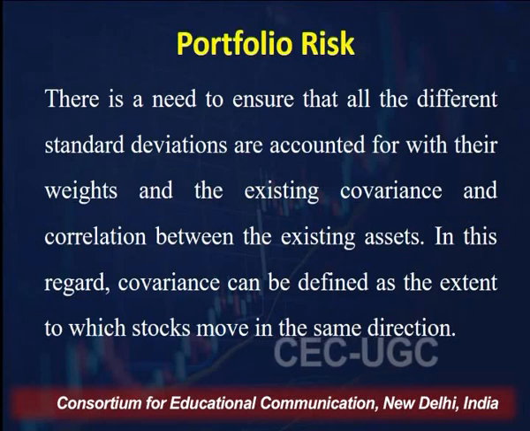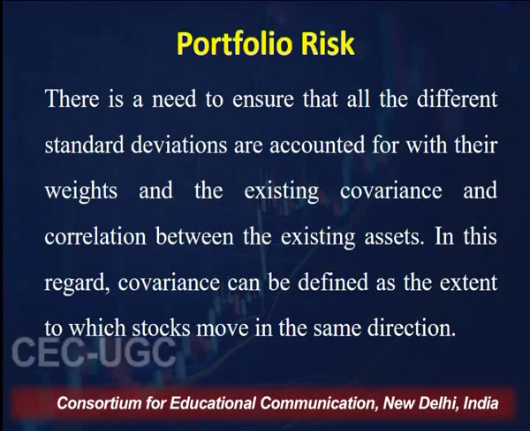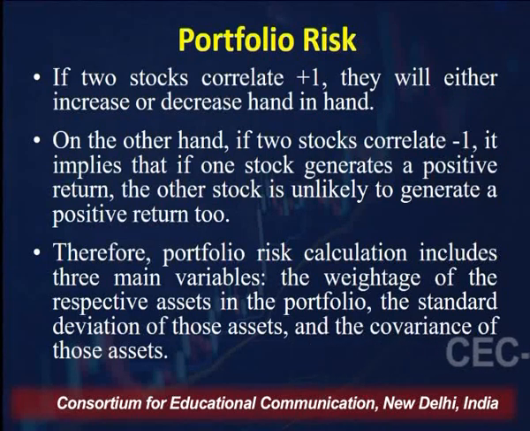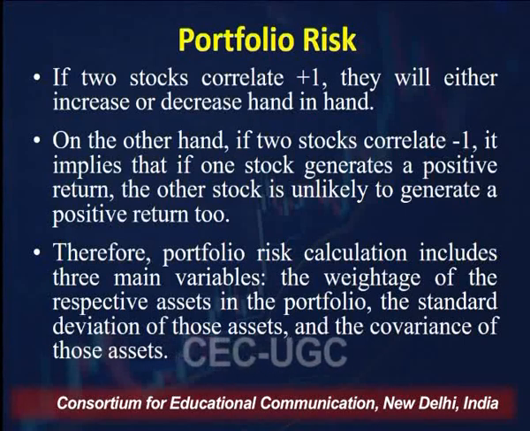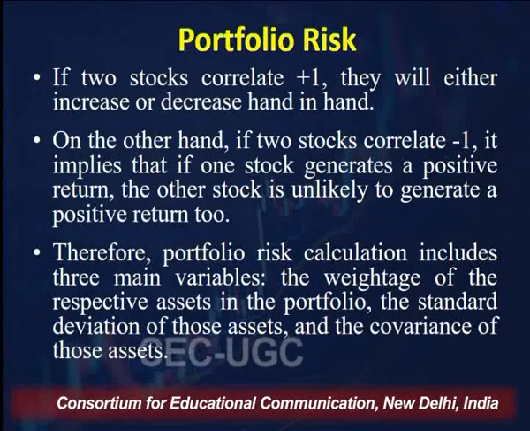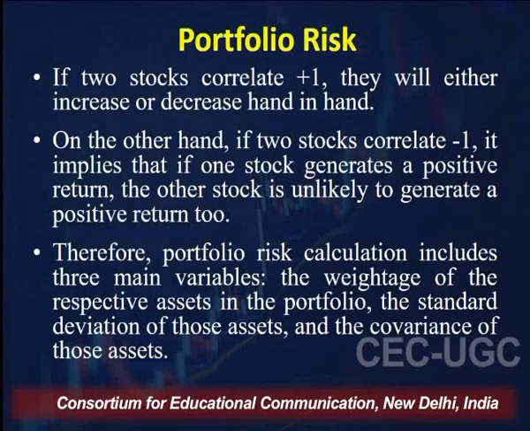So whenever we want to calculate the portfolio risk, we first need to calculate the standard deviations of the individual stocks, and then the existing covariance and correlation between the stocks. This is how we calculate the portfolio risk. If two stocks correlate positively, say the correlation is +1, they will either increase or decrease hand in hand. They will move in the same direction. On the other hand, if two stocks correlate negatively, say perfect negative correlation of -1, it implies that if one stock generates a positive return, the other stock is unlikely to generate a positive return, and vice versa.